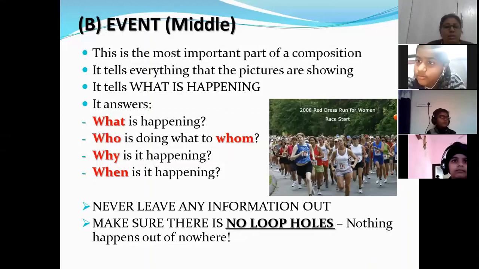Okay. Then third, why is it happening? Maybe there is a reason why it is happening, and when it is happening. So these are the four basic questions which you answer when you are writing about the event, or the middle part of the picture. So again, I'm repeating, this is the most important part of the composition. It tells everything that the pictures are showing. It answers what is happening, who is doing what to whom, why is it happening, and when is it happening.